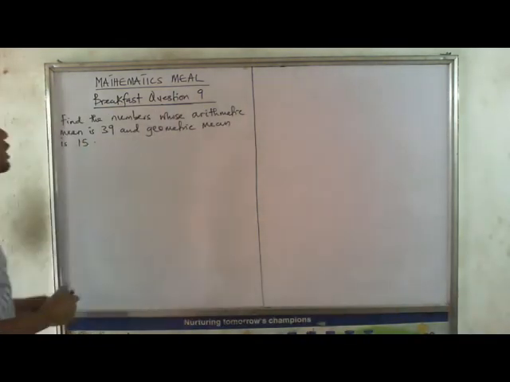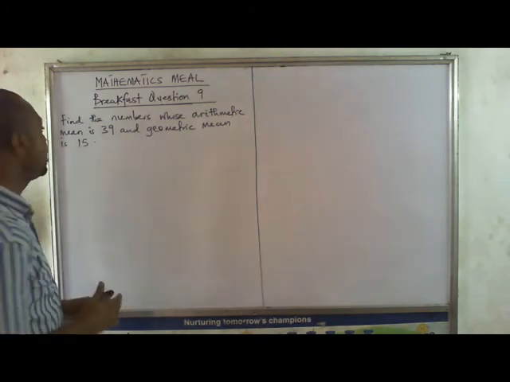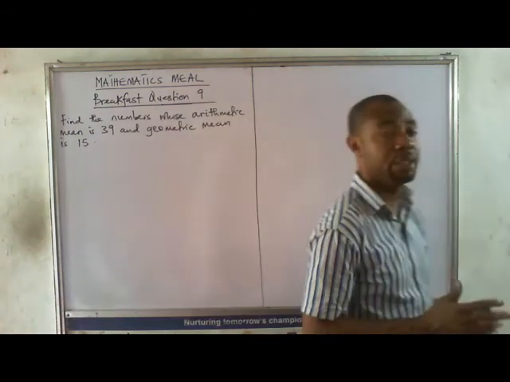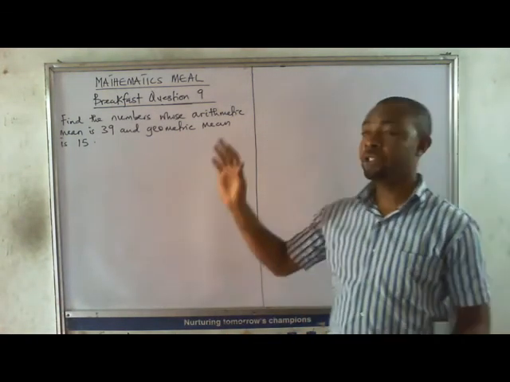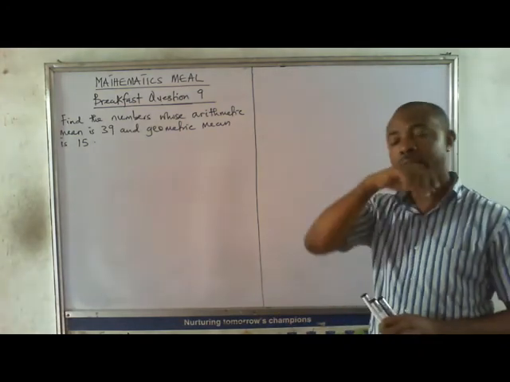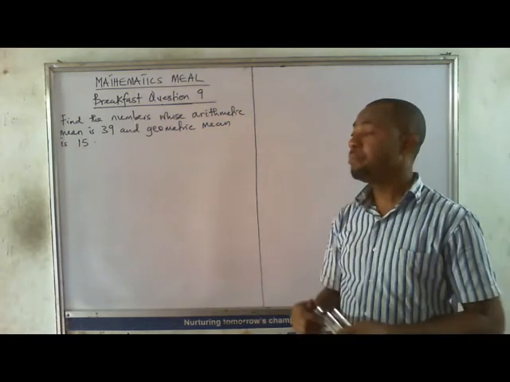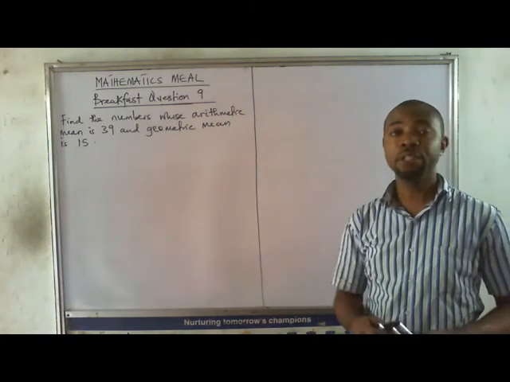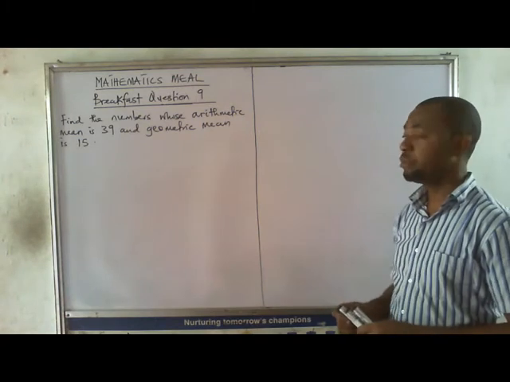Find the numbers whose arithmetic mean is 39 and geometric mean is 15. Now, once we hear geometric mean and arithmetic mean, the topic that will come to our mind is sequence. In sequence, we have what we call arithmetic mean and geometric mean. Arithmetic mean is for arithmetic progression, while geometric mean is for geometric progression.